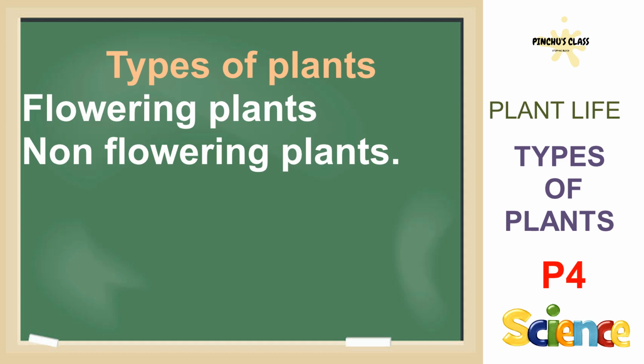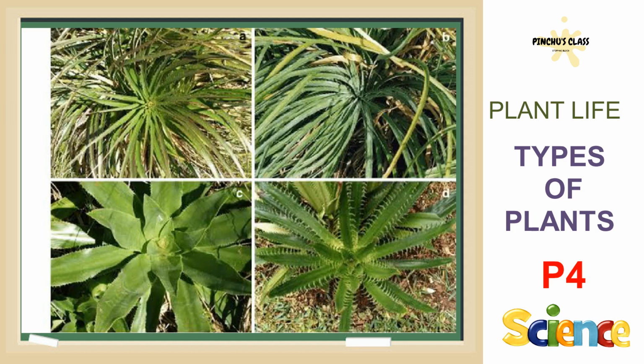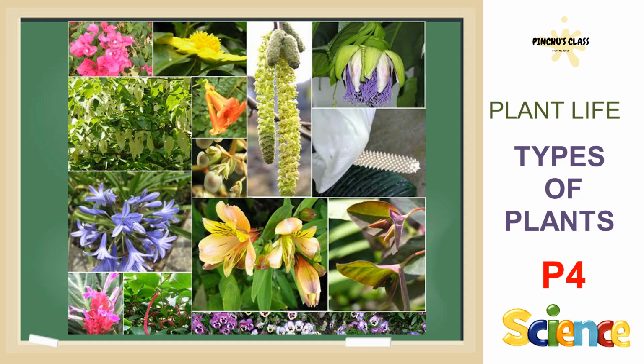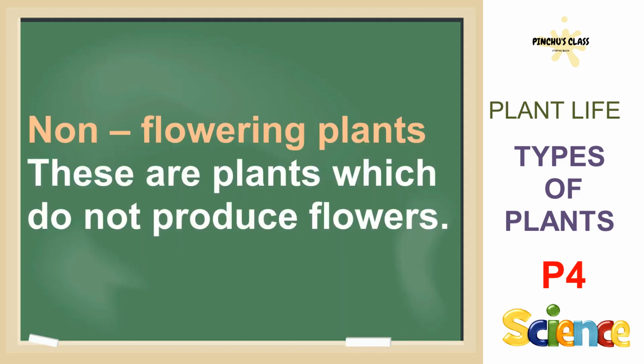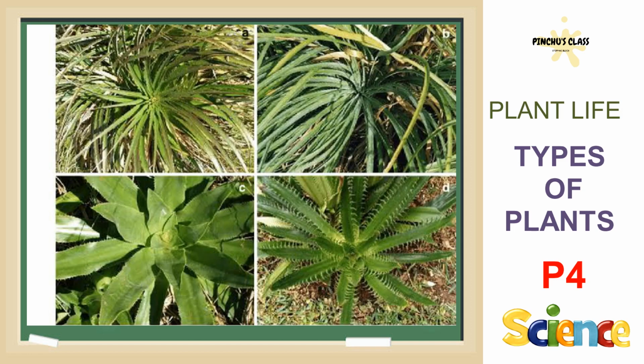Now, plants are divided into two. We have the flowering plants and the non-flowering plants. Now let's start with the non-flowering plants. Non-flowering plants are the plants which do not produce flowers. Those plants which you will never see any flower on them. Yes, those are known as the non-flowering plants.